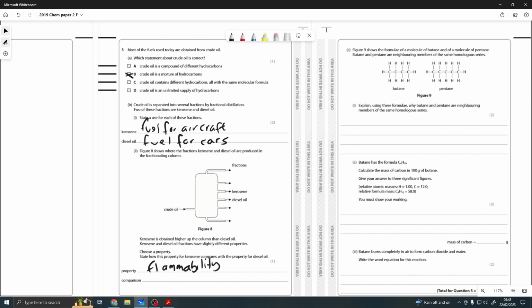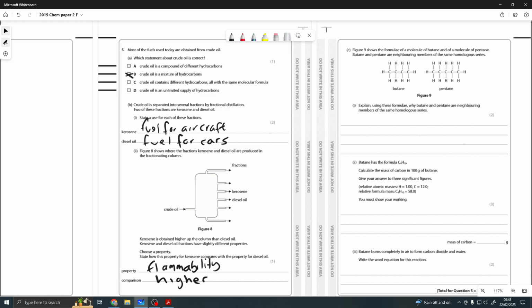And for kerosene, that will be higher, because as you go up, they get more flammable. Figure 9 shows the formula for a molecule of butane and a molecule of pentane. Butane and pentane are neighbouring members of the same homologous series. Explain why, using these formulas, the butane and pentane are neighbouring members of the same homologous series.